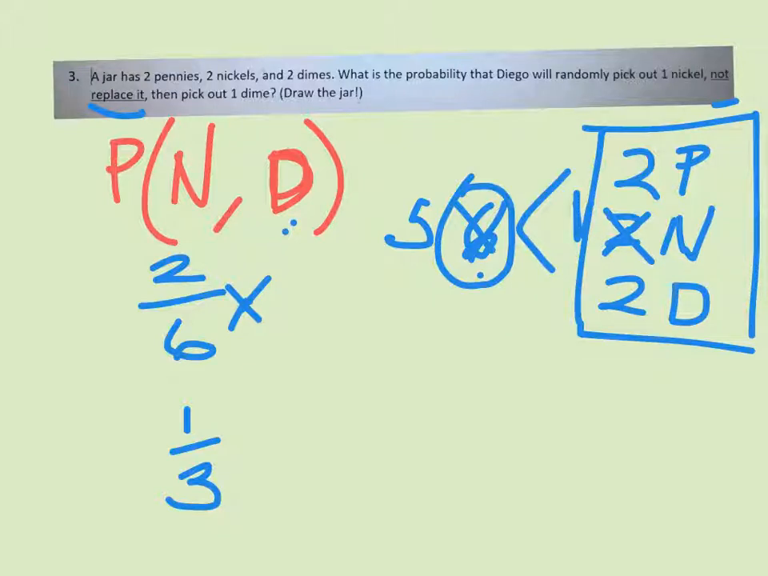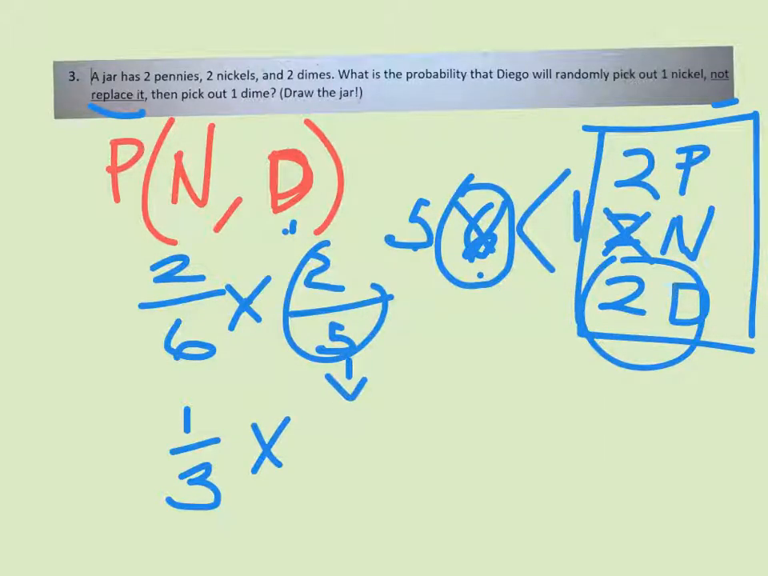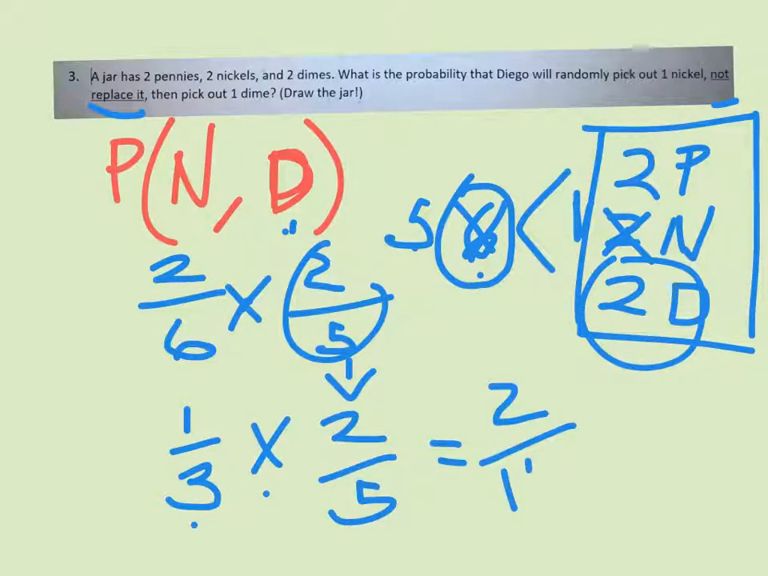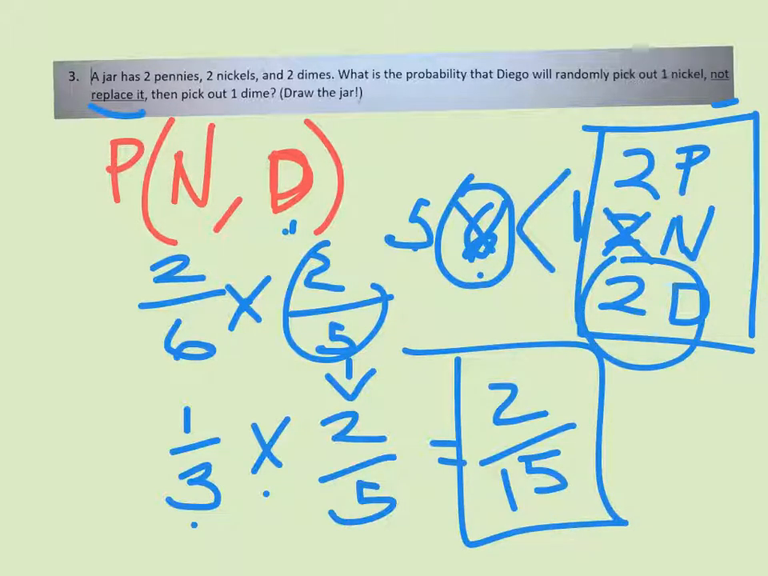So don't forget to adjust your jar. So now when we try to pick out the dime, we have 2 chances out of 5 total things in the jar. All right, and I'm going to bring my 2/5 down here. So I reduce 2/6 to 1/3. So 1/3 times 2/5 equals 2/15. So 2 chances out of 15 that we could pick out a nickel and not replace it, then pick out a dime.